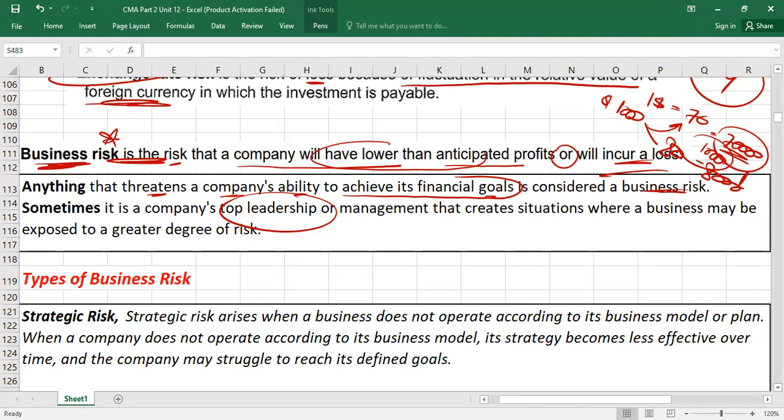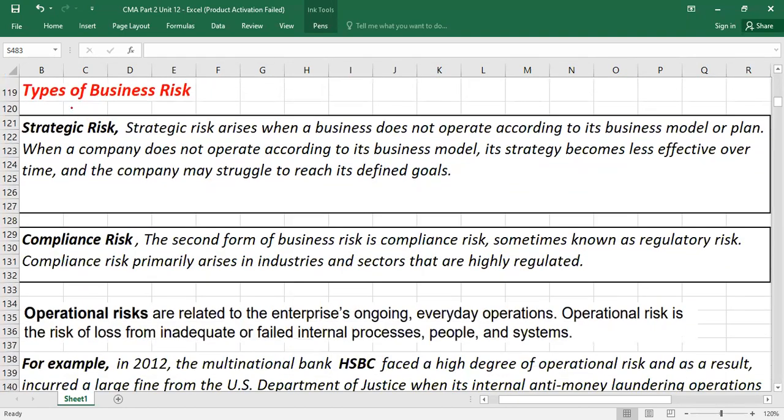Now we are going to talk about types of business risk, please. So we have different types of business risk actually. Let's understand the first type of business risk. The first type of business risk is called strategic risk. Strategic risk is what? Guys, please remember here, strategic risk means it is the risk when a business does not operate according to its business model or according to its plan. For example, when you are not doing your business as per your strategy, that is called strategic risk.